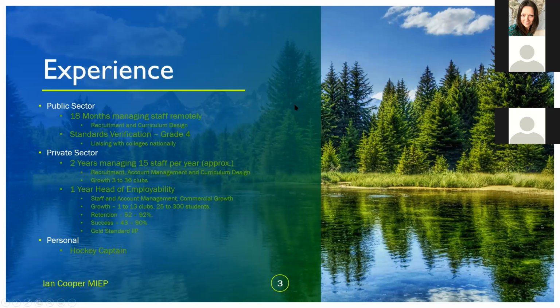You can see here, we'll start in the public sector. Previously in the public sector, I spent 4.5 years lecturing. In terms of remotely, I had 18 months managing staff remotely. They were across the country, but it also meant managing staff who had students abroad as well. Within that, it was predominantly recruitment and curriculum design.